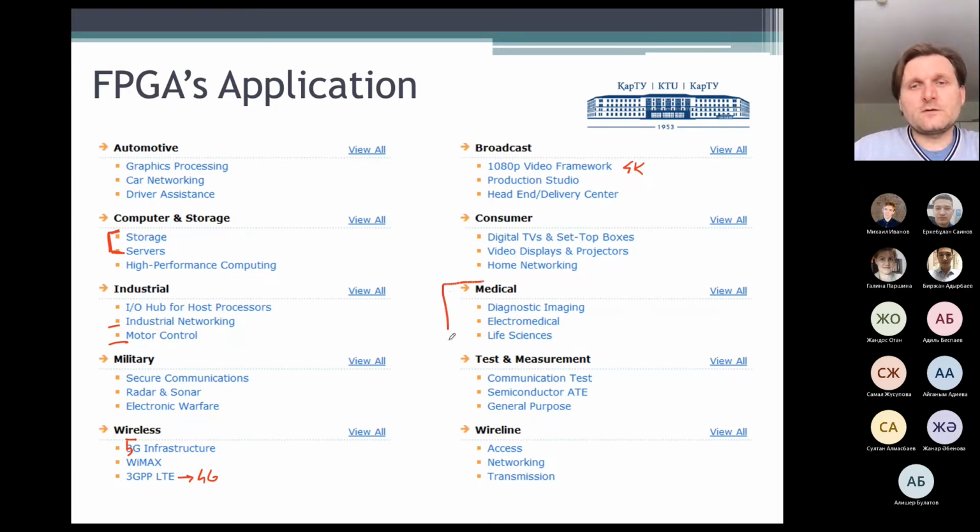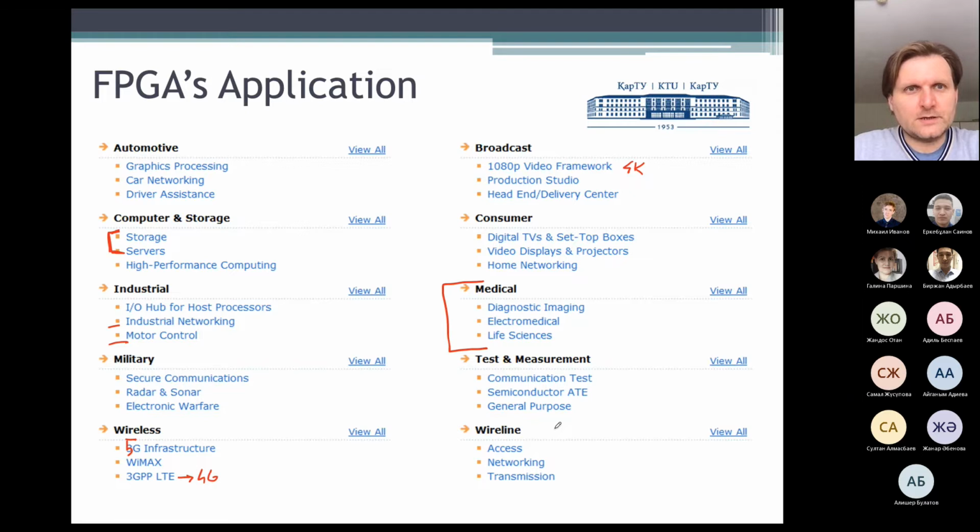A very serious market is medical technology. I also showed you examples with Hertz Runner: high-speed diagnostic imaging, electromedical devices, recording parameters of the human body, etc. Also in test and measurement, as I mentioned, the high-speed wireline, 160 gigabytes per second.